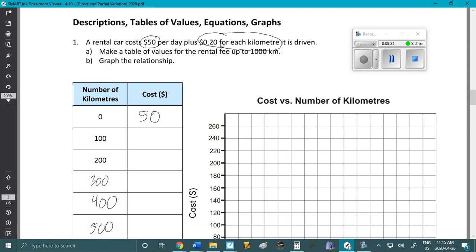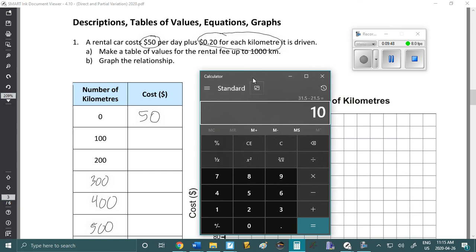So there's a few mistakes you might make here. You might put 0.2 here, but if you think about it, if you're driving 100 kilometers, it's going to cost a lot more than 20 cents to rent a car. So what we actually do here is we figure out if we're going 100 kilometers, which is the next value in the table, each of those kilometers is going to cost us 20 cents. So we multiply by 0.20. And we get 20 bucks. So for those 100 kilometers, it costs an extra 20 bucks.